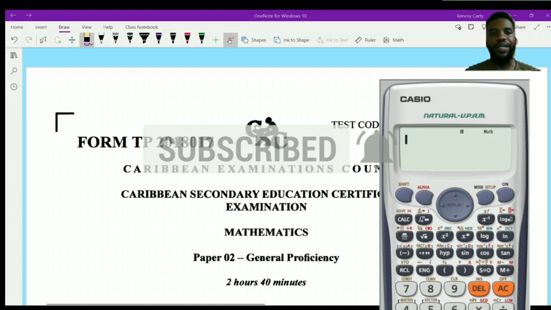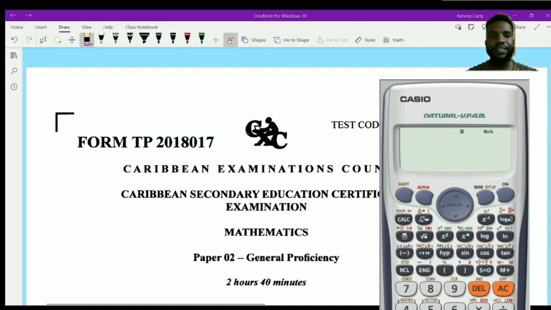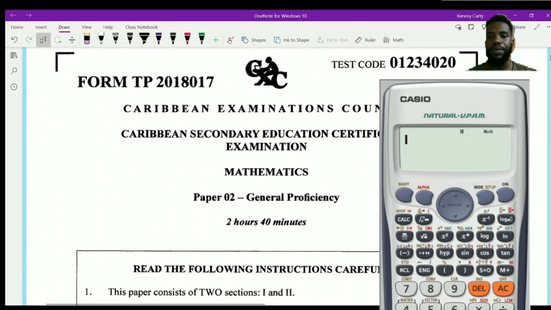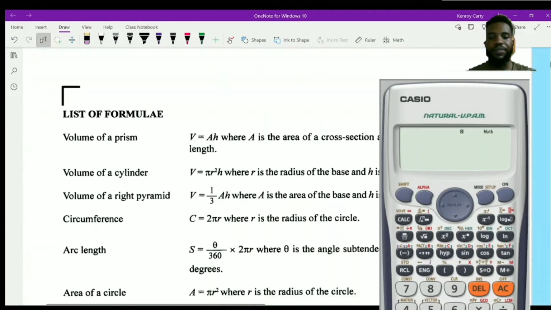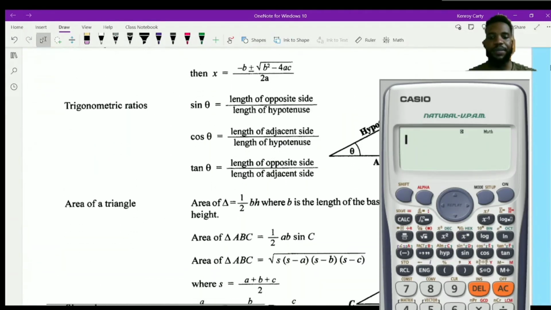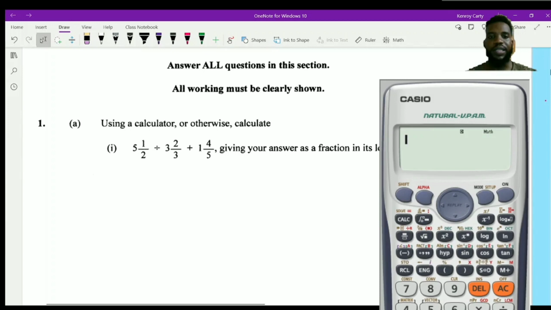Today we're going to be looking at the January 2018 CXC Mathematics Paper 2 past paper. Alright, let's get right into it. You have 2 hours 40 minutes to complete the CXC Mathematics paper. Now let's go down. It says answer all questions in this section.